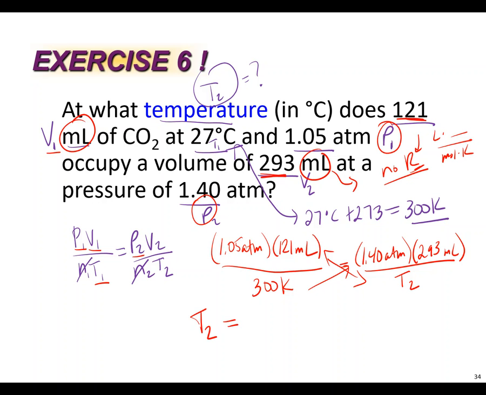Alrighty. Ooh, that did not work. Okay. Nope, that didn't work either. Okay, not calculating correctly here. All right.